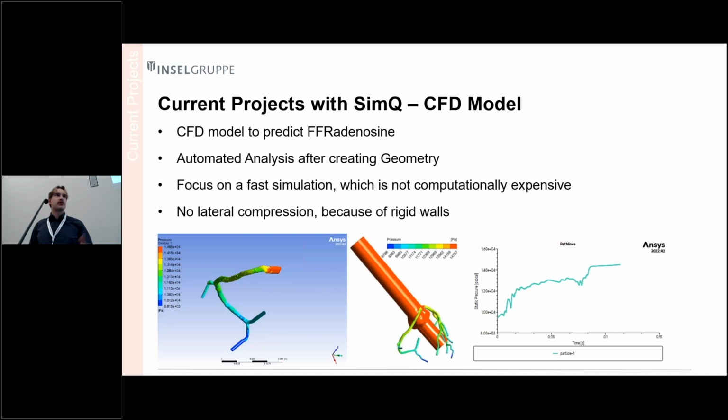So what are we currently working on together with SimQ? First we built a CFD model that should predict the FFR adenosine, which is basically the pressure drop at rest without the lateral compression. And except for the geometry creation, we have a fully automated workflow there. We can do static or transient simulations for either the coronary or the aortic root together with coronaries. And the focus here was really to get a fast simulation, which is not computationally expensive. However, this definitely cannot show the lateral compression since we still used rigid walls in this first one. What we still have to do is compare the pressure results from our simulations to our invasively measured pressure results.